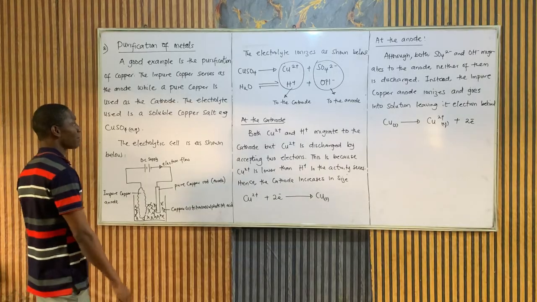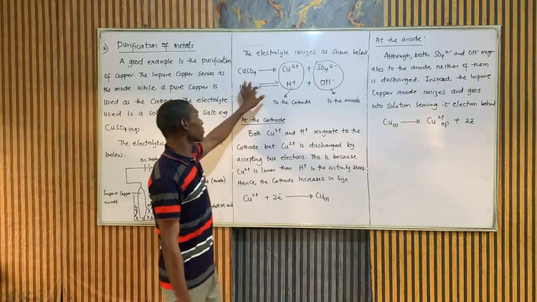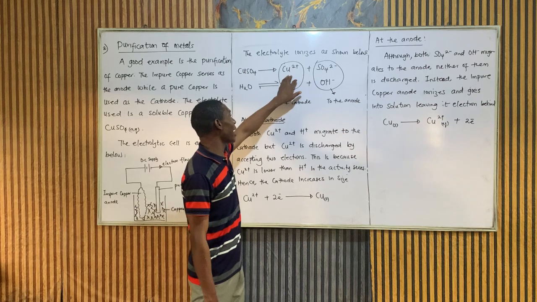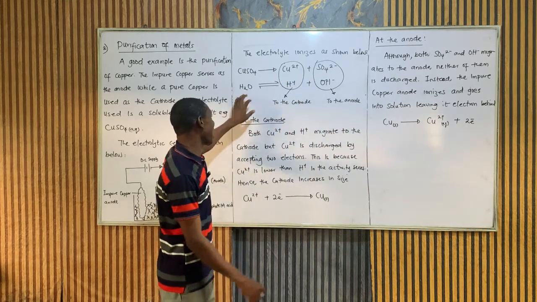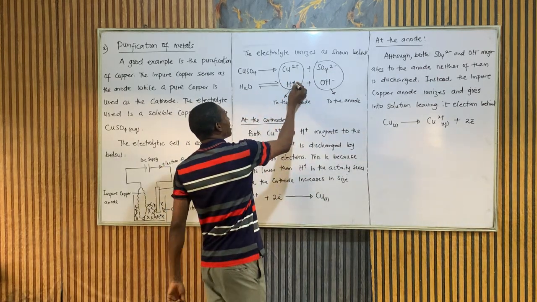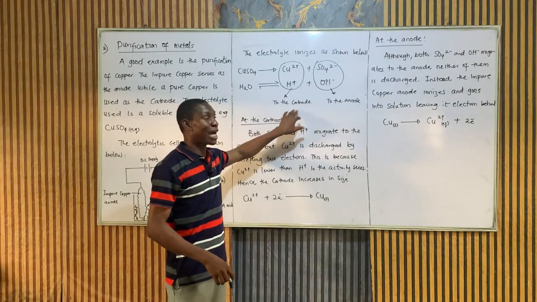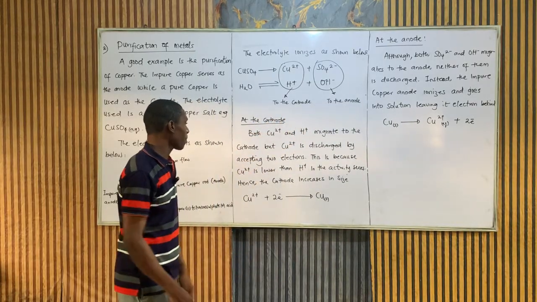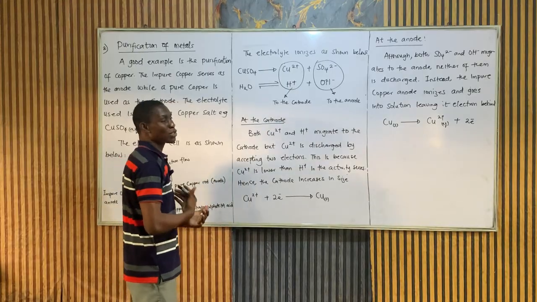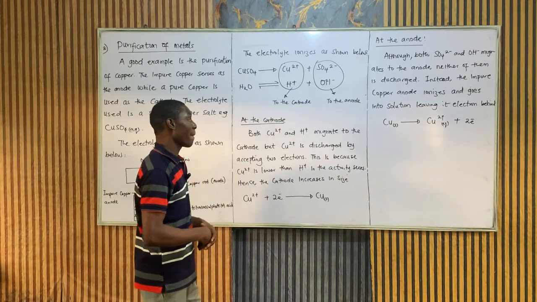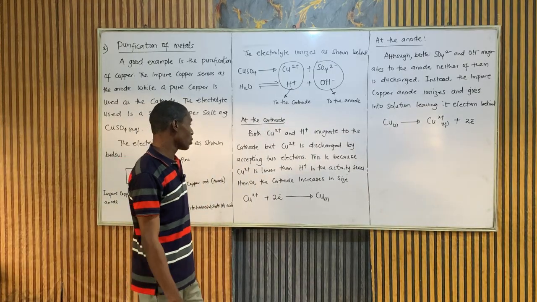What then happens? Well, the CuSO4 ionizes into copper(II) ion and SO4 2 minus, and water ionizes into hydrogen ion and hydroxide ion. All positive ions move to the cathode and all negative ions move to the anode. Now, you see, both copper(II) ion and hydrogen ion migrate to the cathode.